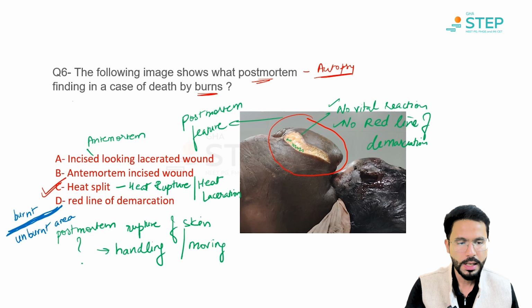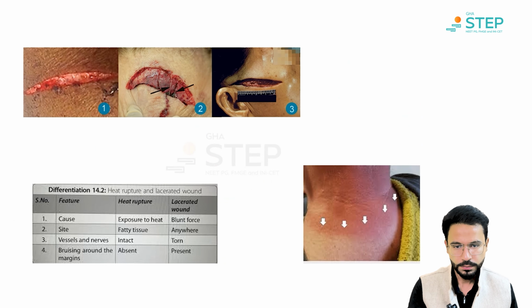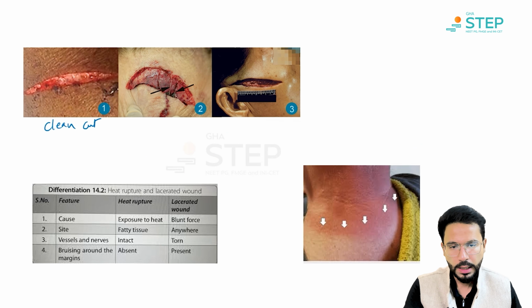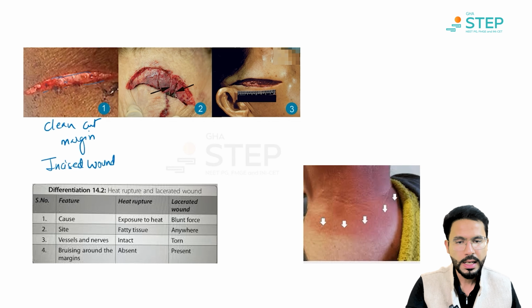So this image in front of you is of a post-mortem finding, which is a heat split. Look at this image. The first image is showing you a clean cut margin. This is an incised wound. So antemortem incised wound, look at the red base, look at the vital reaction that is in the edges.